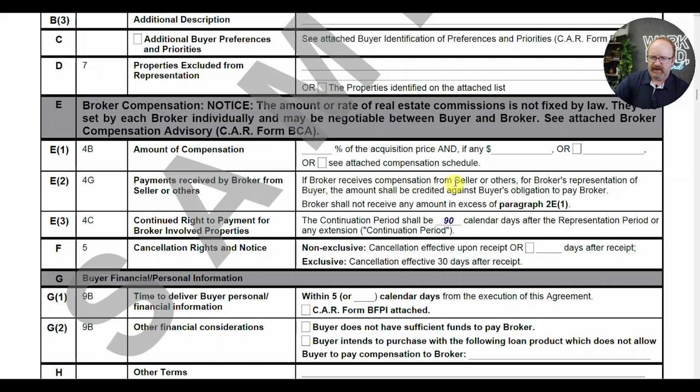Now, if the broker receives compensation from the seller or others for broker's representation of the buyer, the amount's going to be credited against the buyer's obligation to pay the broker. And you cannot receive any more than what you put here. So the two big things, number one, you can't be compensated more than what's here, even if it's coming from the seller. And if you do get a payment from the seller, it's going to be credited towards that amount.